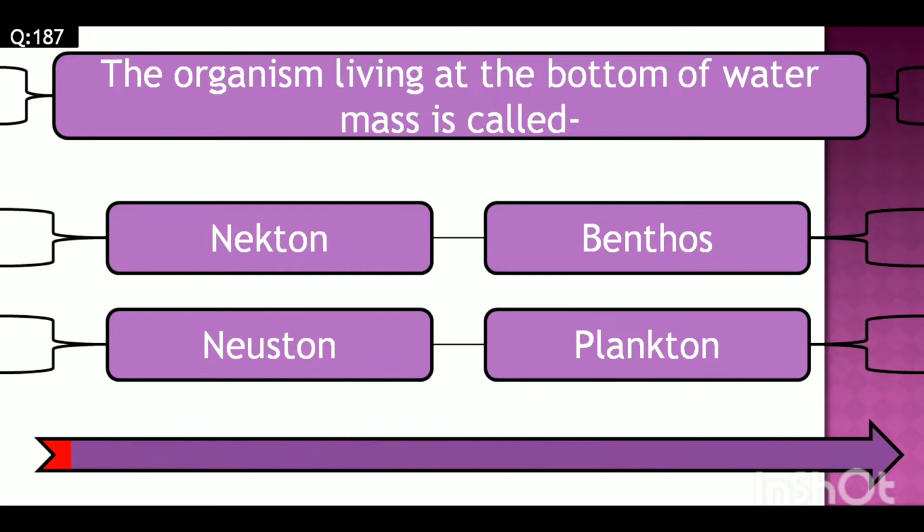The organism living at the bottom of the water mass is called nekton, second benthos, third neuston, fourth plankton. And the correct option is option number 2, benthos.